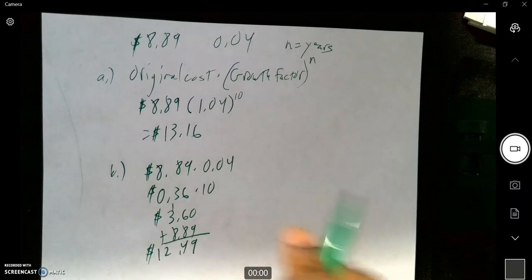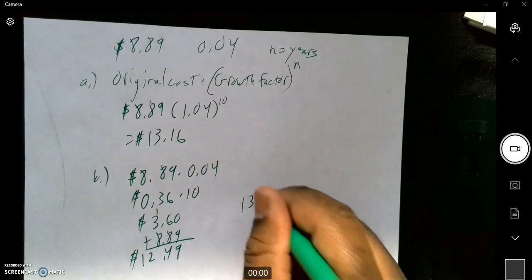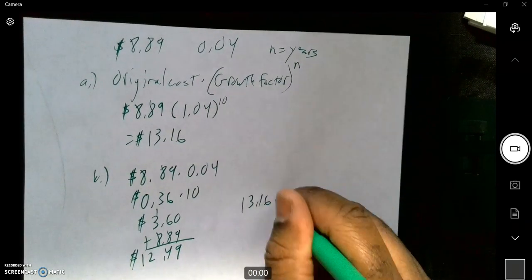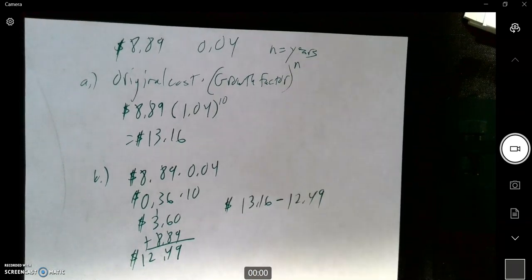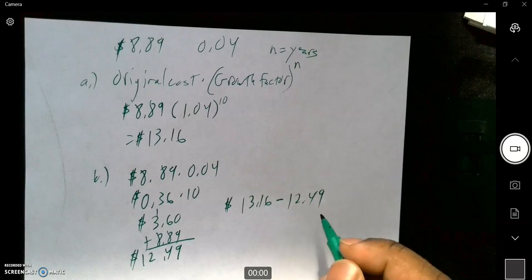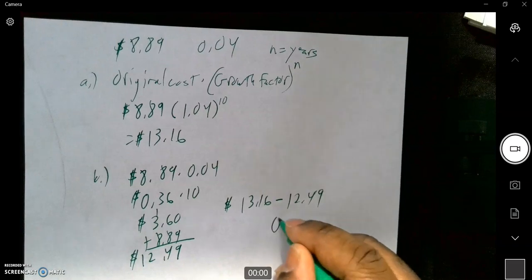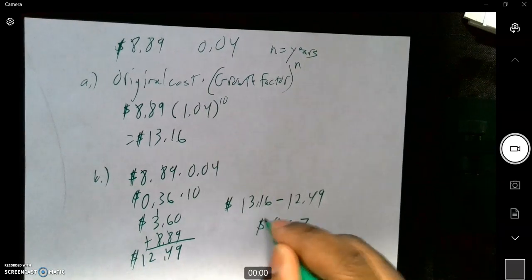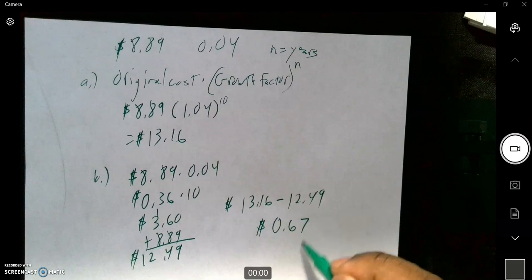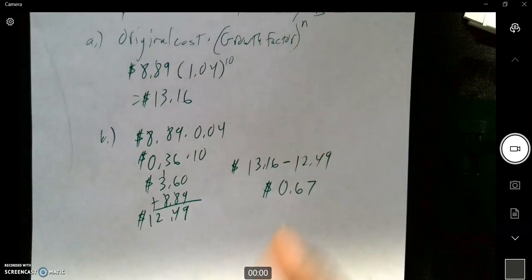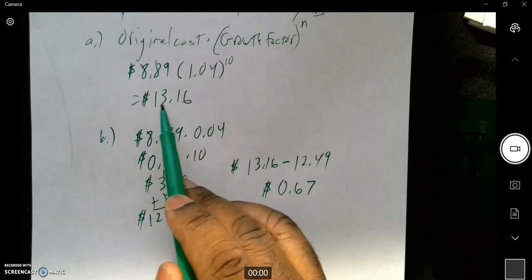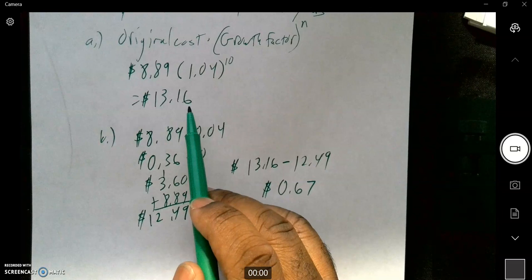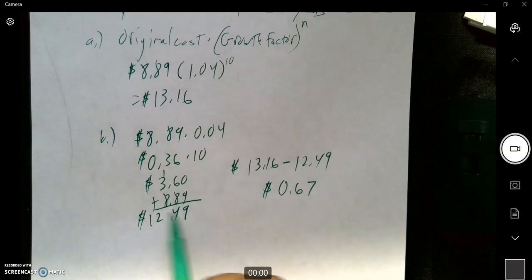So now we would take their difference. We would take the $13.16 minus the $12.49. And when we subtract this out, this would give us, what, 67 cents? There'll be a 67 cents difference. So our answer would be that, because we notice here in this first problem here, the A portion, that the $13.16 is larger than B.